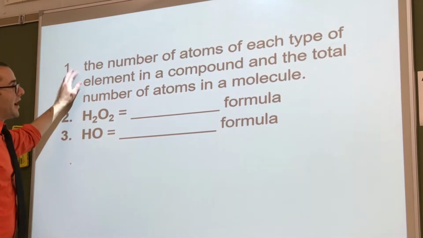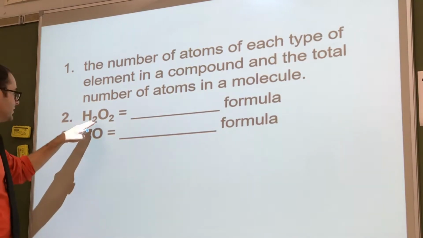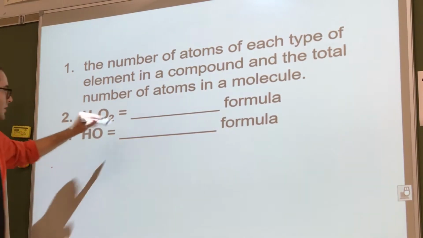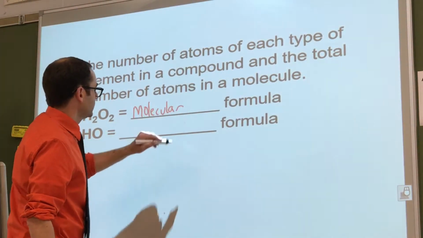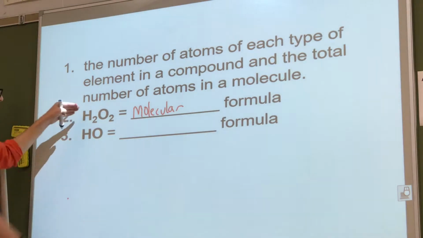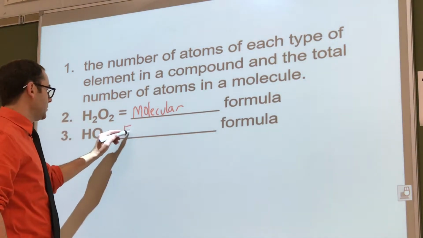So the number of atoms of each type of element in a compound and the total number of atoms in a molecule, that's your empirical and molecular formula. So check this out. This is what actually exists. This is the molecular formula. All right? If you were to simplify this down, you would just get H and O. This would be the empirical formula.